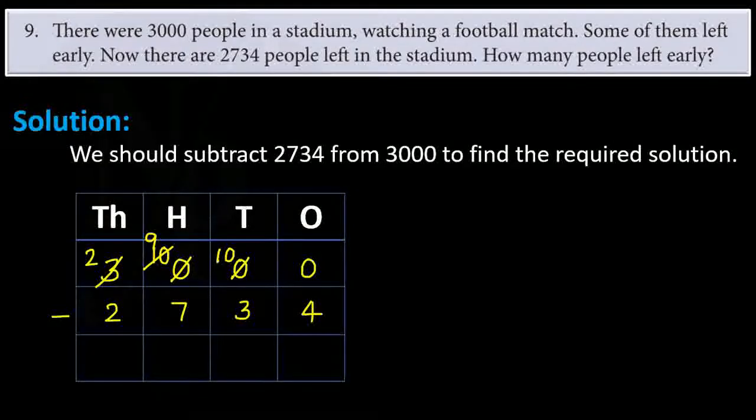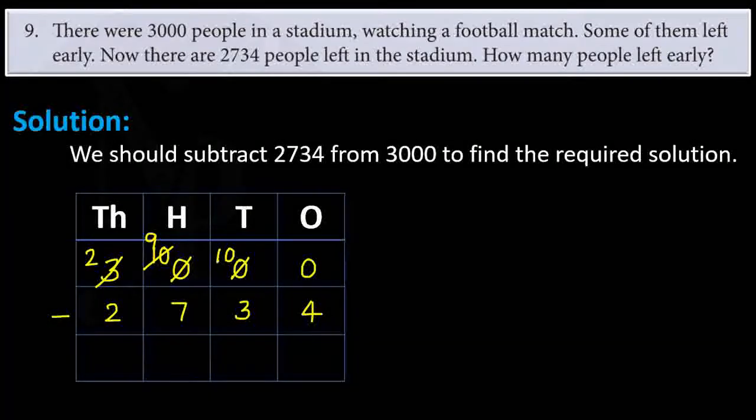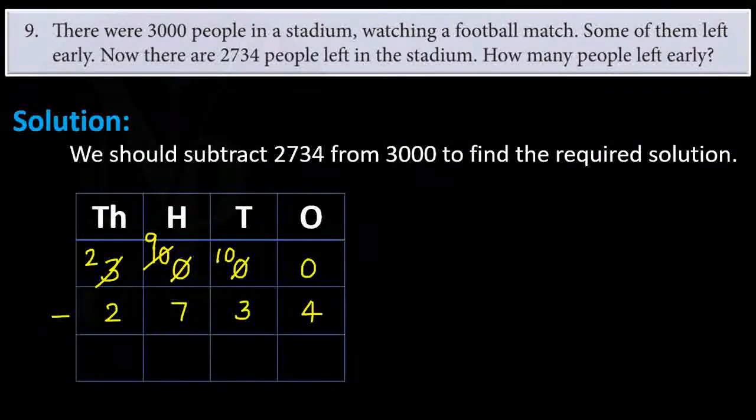So again we regroup the 10 tens. We make 10 tens into 9 tens, and we borrow 1 ten to the ones place. So it becomes 10 ones. Now we will subtract 4 from 10 ones. So we will get 6 ones as difference. 10 minus 4 is 6.